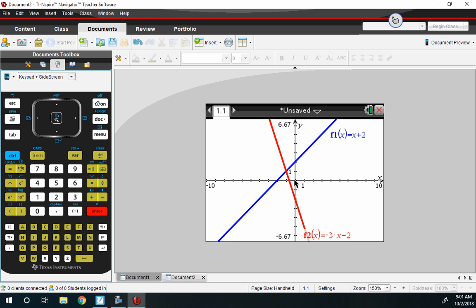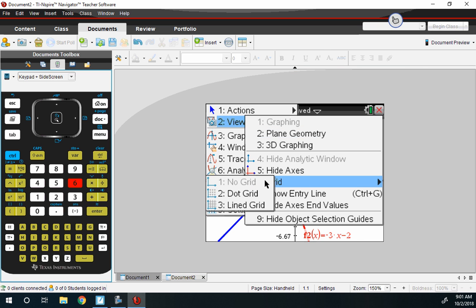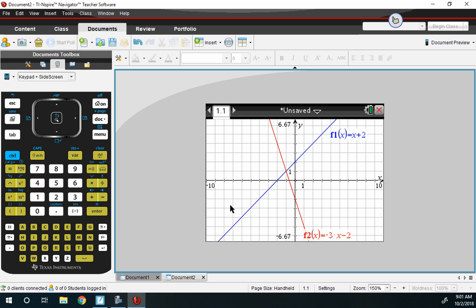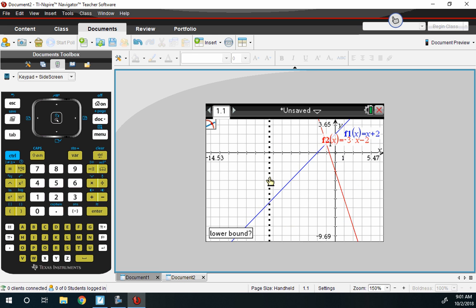Now, it would be real nice if I could view a lined grid. Watch what I'm going to press to view a lined grid. I'm going to go menu, view, grid. Grid, I said grid. And lined grid. I think it makes that pretty easy to see what the answer is now, right? Then I would have to go menu, analyze, intersection, click over here, click over there, and there it is.